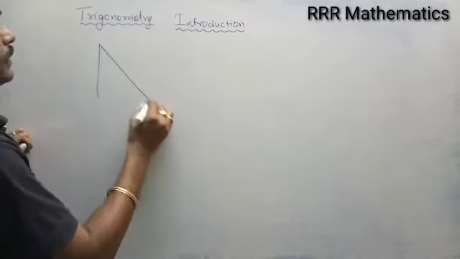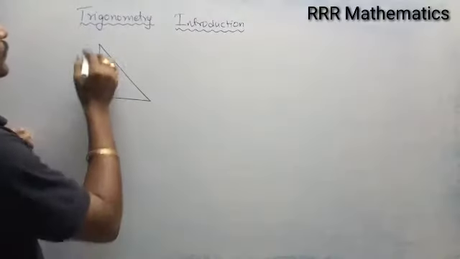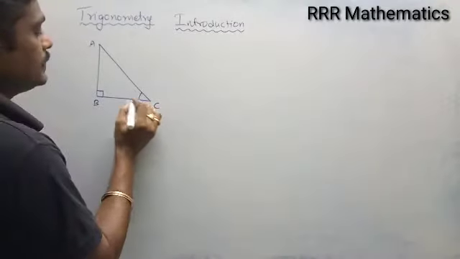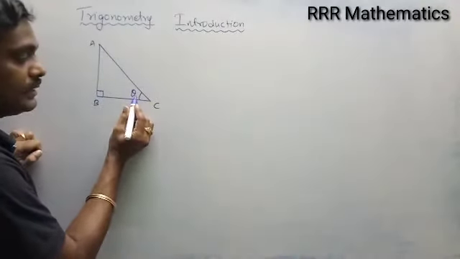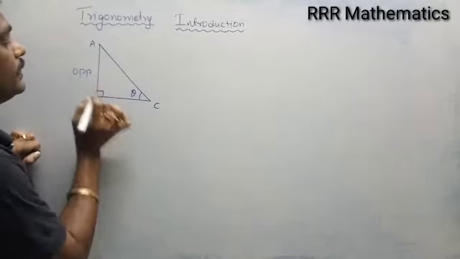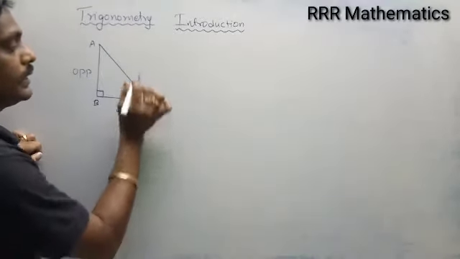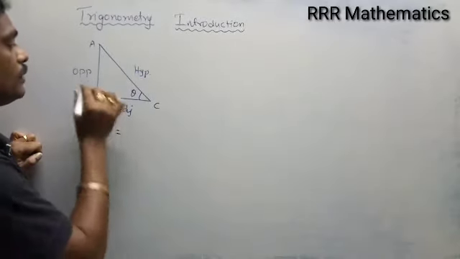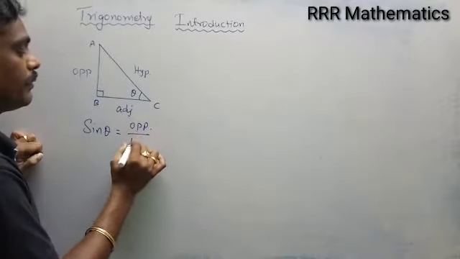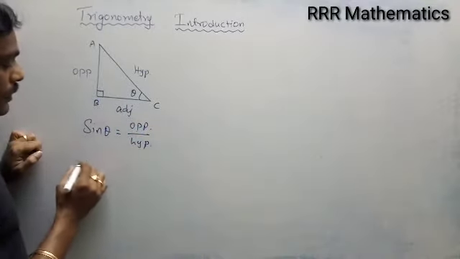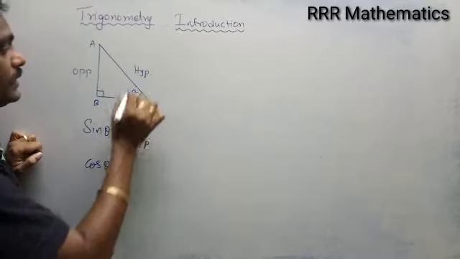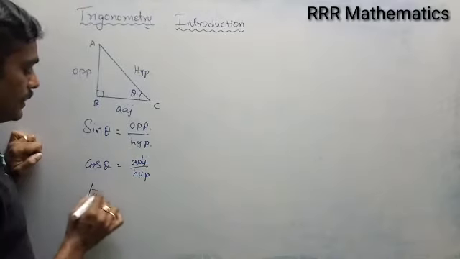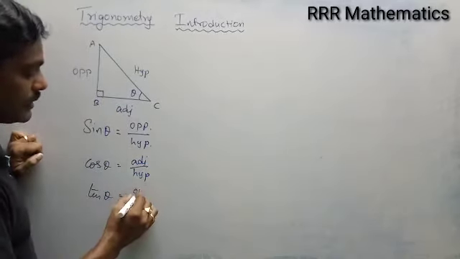We have a right angle triangle. I'll take A, B, C, with 90 degree at B, and this is an angle theta. When I'm considering this angle theta, this will be the opposite side, this will be the adjacent side, and this is always the hypotenuse. What is sine theta? The ratio of opposite and hypotenuse. What is cos theta? Ratio of adjacent and hypotenuse. What is tan theta? Ratio of opposite and adjacent.